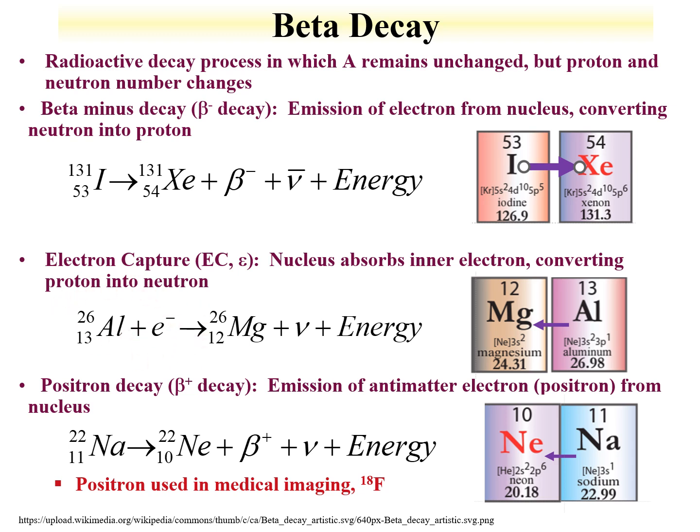An example of this is shown with aluminum-26. It captures one of its atomic electrons. It makes magnesium-26. Aluminum has 13 protons, magnesium has 12. There's a neutrino that's also produced, and energy. And as this is shown in the periodic table here, the aluminum is converted into magnesium, but the A remains the same.